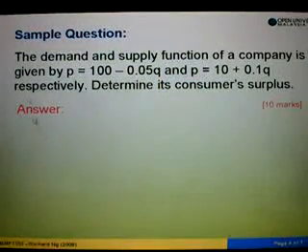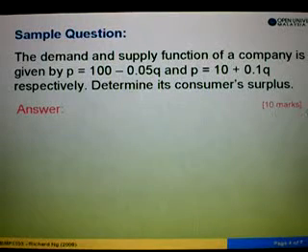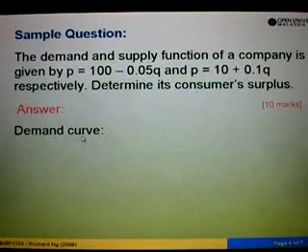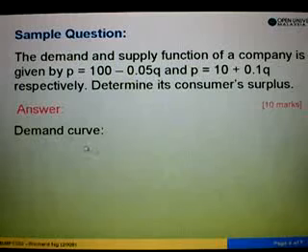Okay, let's look at a sample question. The demand and supply function of a company is given by P equals 100 minus 0.05Q and P equals 10 plus 0.1Q respectively. Determine its consumer surplus. 10 marks are allocated for this kind of question. The first step is we need to find where this demand curve, represented by P equals 100 minus 0.05Q, intersects the Y and X axes.